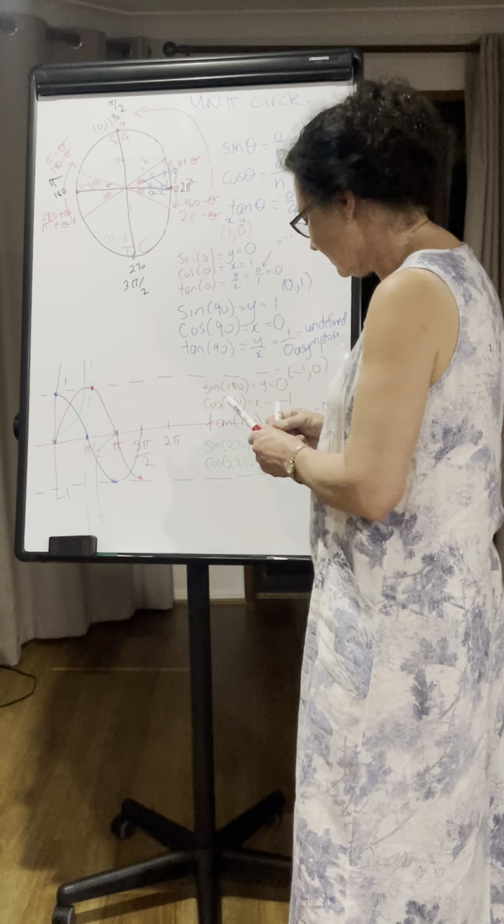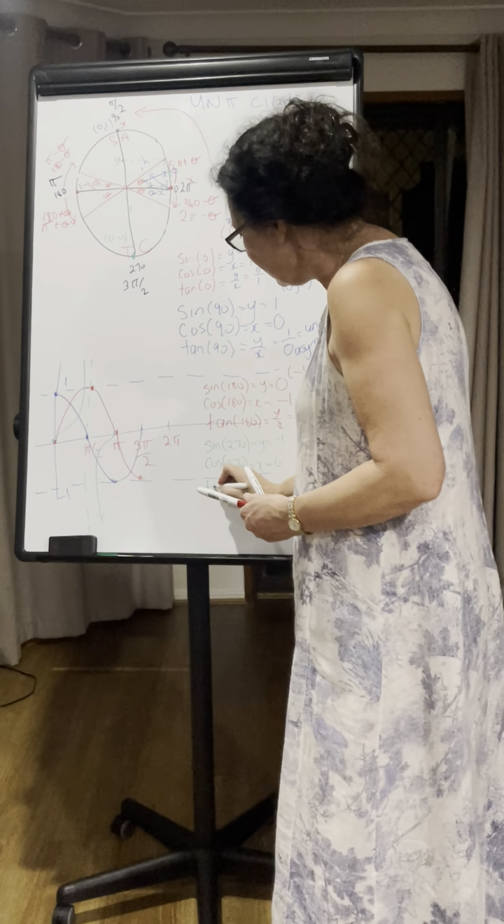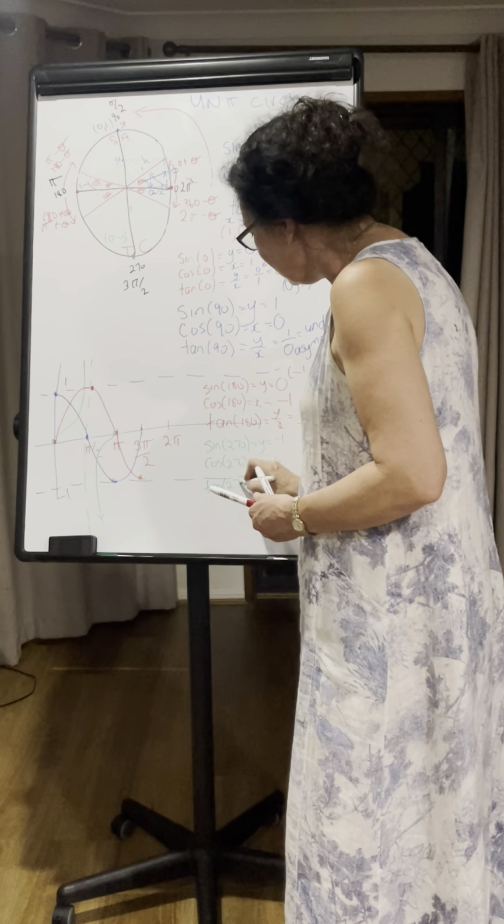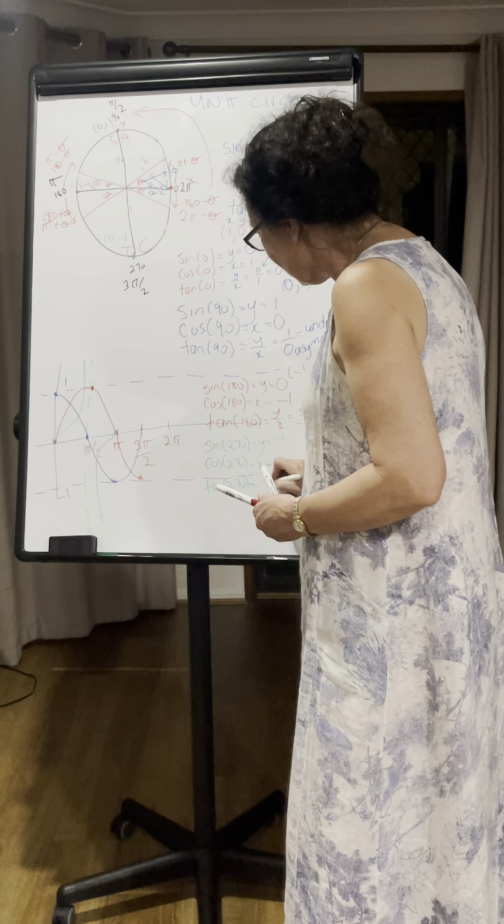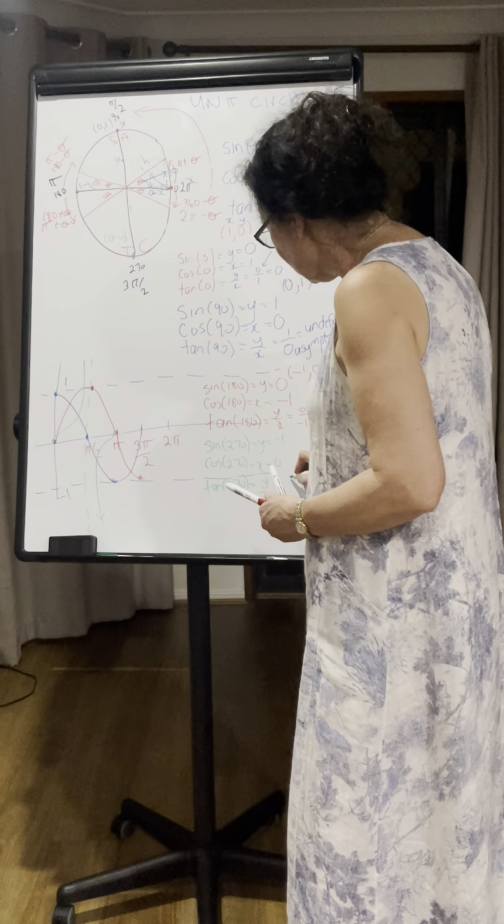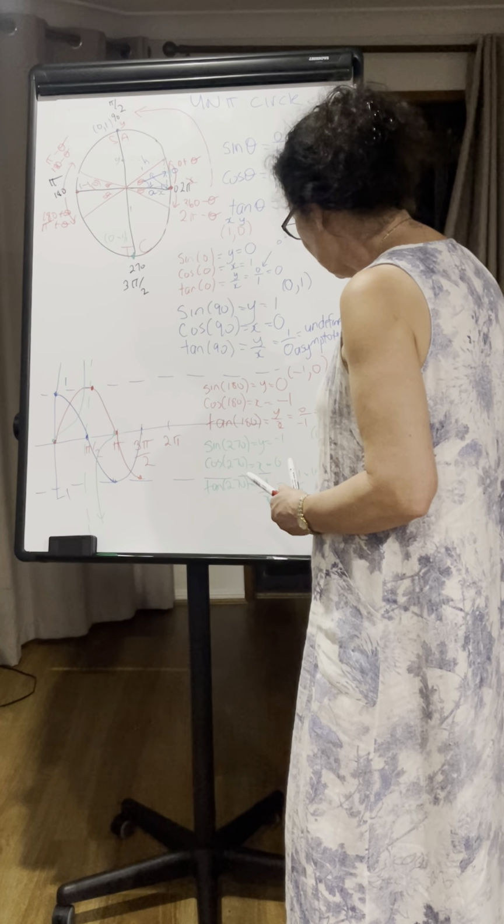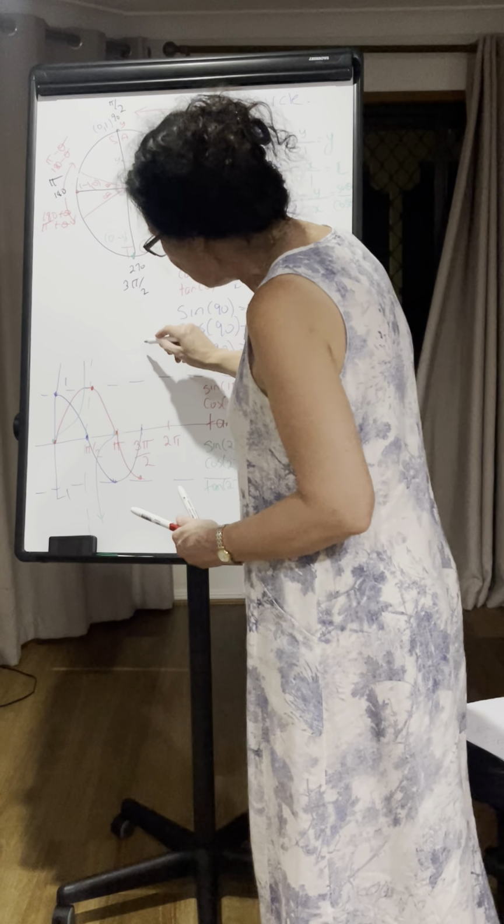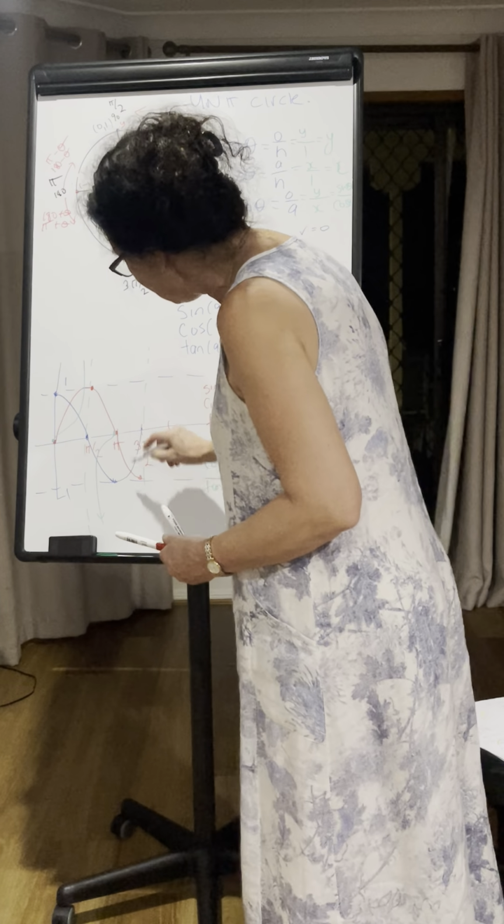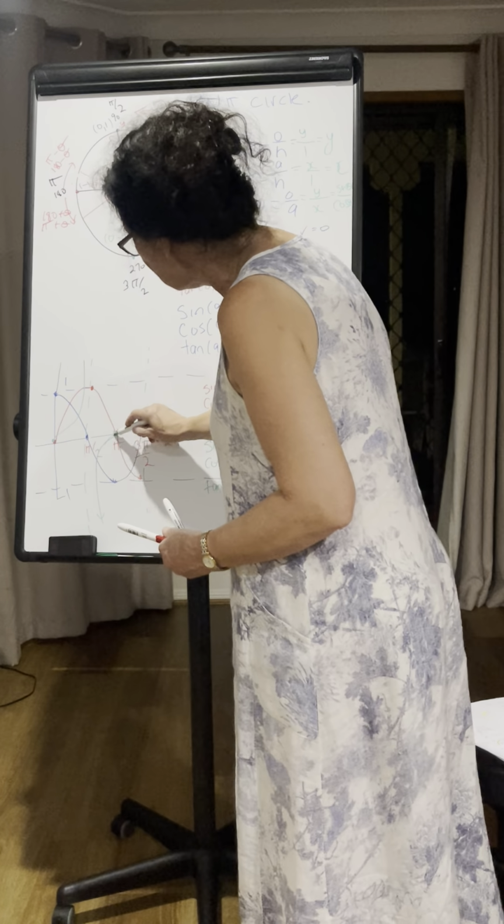And then tan of 270 is y over x, which is minus 1 over 0, which again is undefined. And that becomes the next asymptote down here, and then we find that this does this.